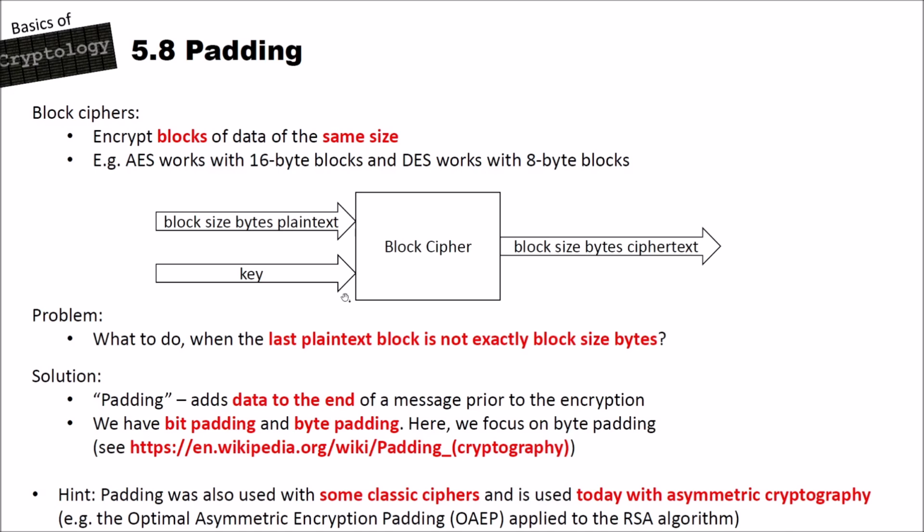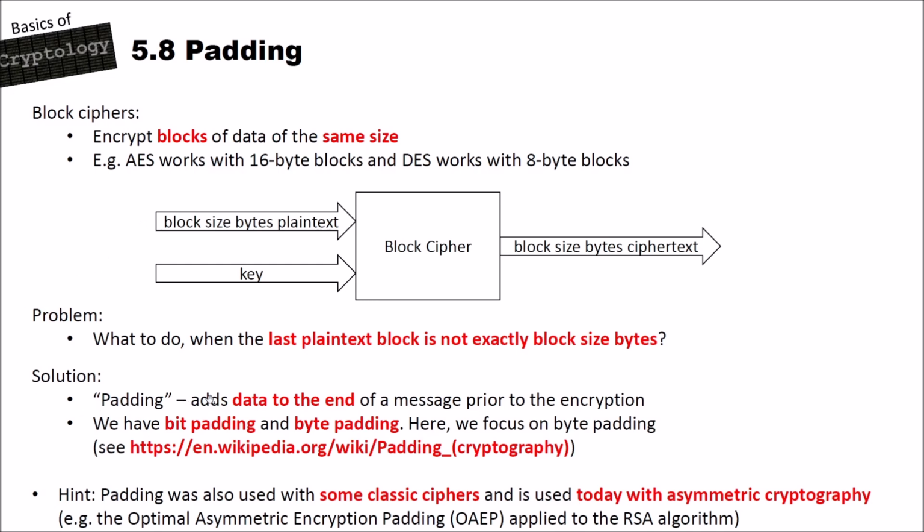And in the previous video we had a look at modes of operation for block ciphers. And now we have a problem. What do we have to do when the last plaintext block is not exactly block size bytes? For instance, we only want to encrypt in the last block 14 bytes instead of 16 bytes with DES. And the solution to this problem is padding.